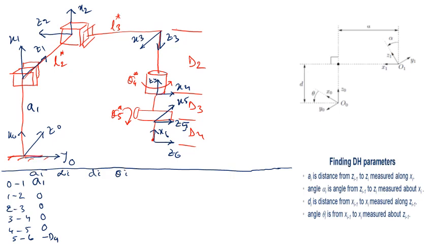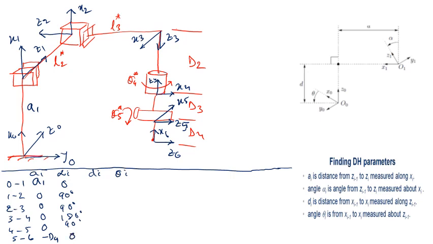Okay, then alpha should be 0 because Z0 to Z1 about X1 is the same direction, so it is 0, but the others are 90 degrees, as you can see, and this one should be 180 degrees for Z3 to Z4 about X4. They are completely opposite directions, so it is 180 degrees, and then it is 90 degrees again, and then 0 degrees.